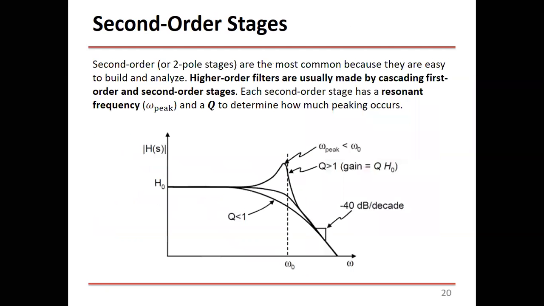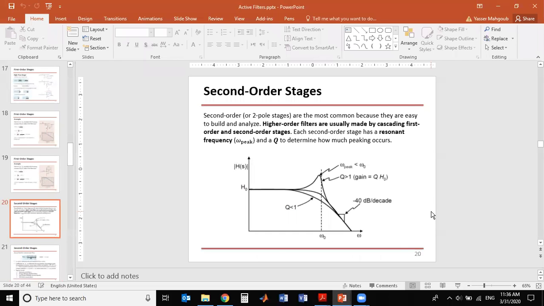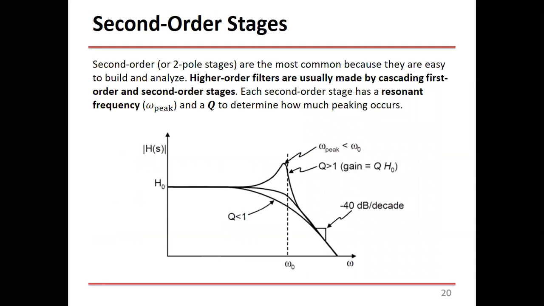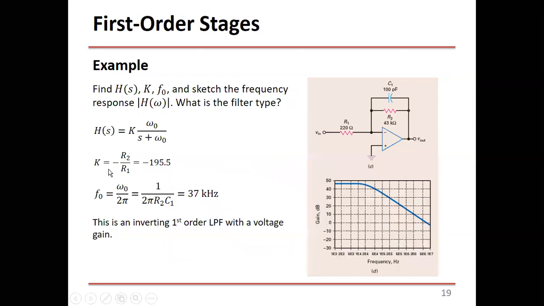Okay, now we move to the second order. Before we move to the second order, does anyone have a question? Any questions? So what does the K stand for again? K is the gain of the operational amplifier at low frequency, if this is a low pass filter. Okay, this is a good question.